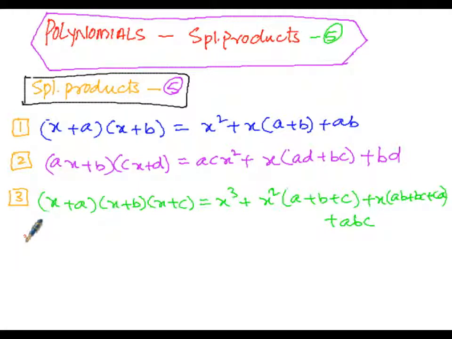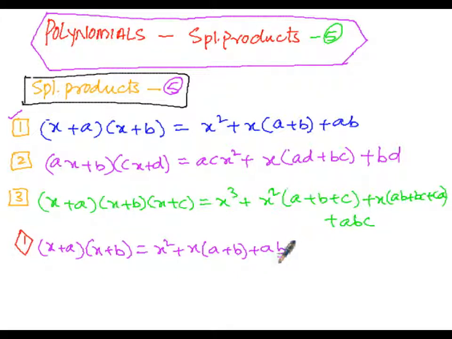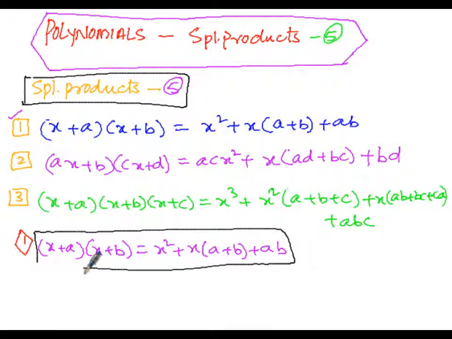Now the first one is (x + a)(x + b) equals x² + x(a + b) + ab. We are going to prove it by means of the algebraical method, then later we will perform one example under this. So to prove this special product under group number 5, I am going to take the LHS.